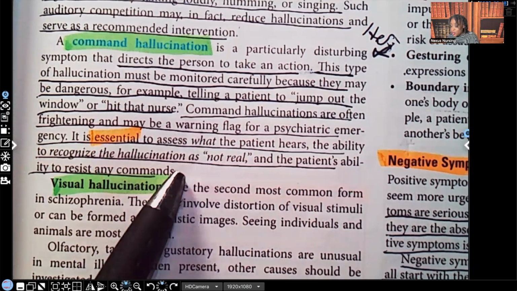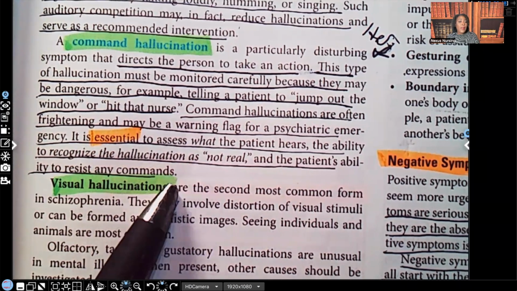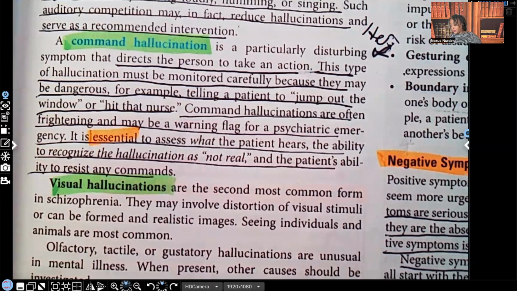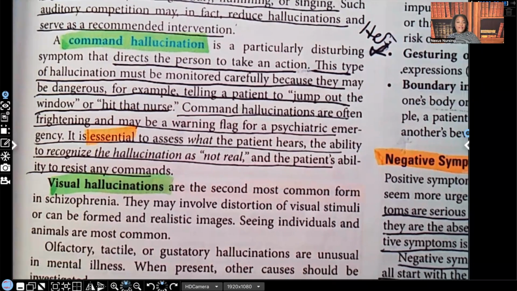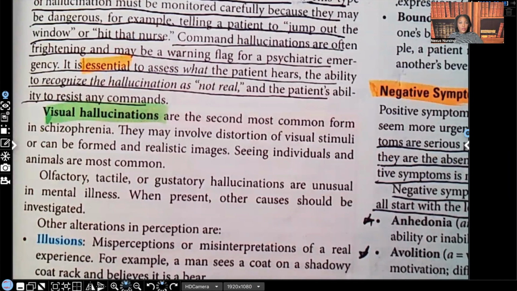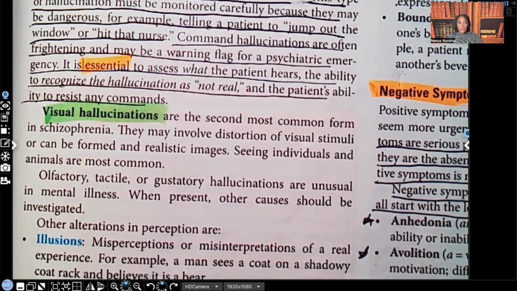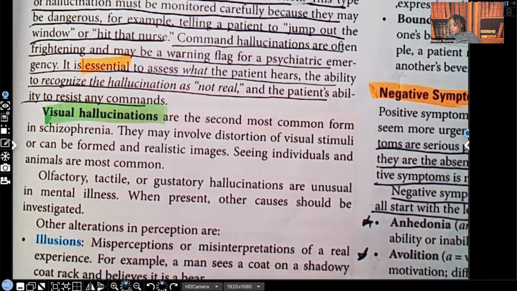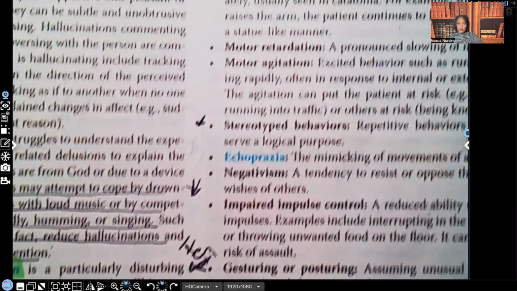Also assess the ability to recognize the hallucinations as not real, and the patient's ability to resist those commands. All right, visual hallucinations, those are the second most common hallucinations we see in schizophrenia after the auditory hallucinations. Let's talk about alterations in behavior.